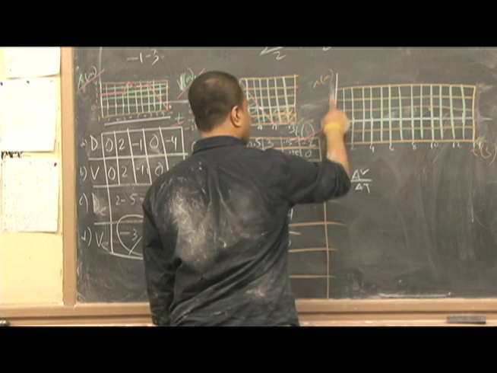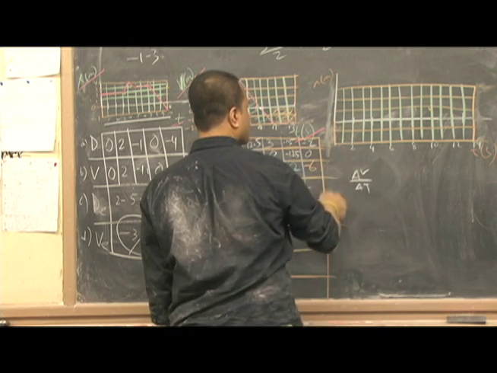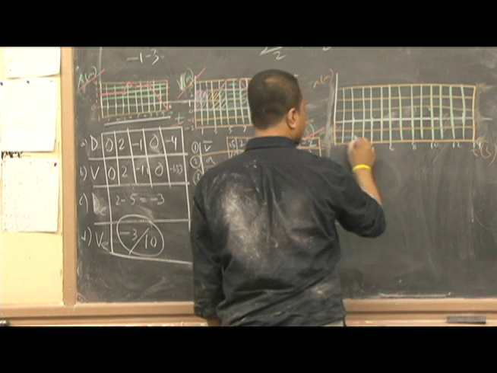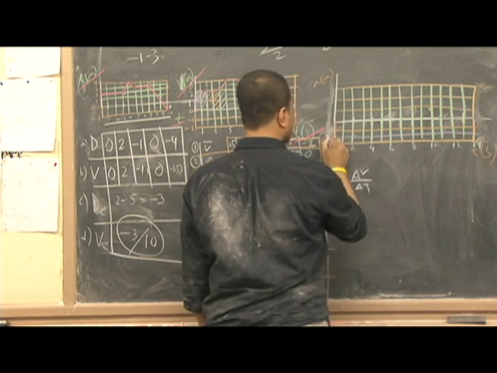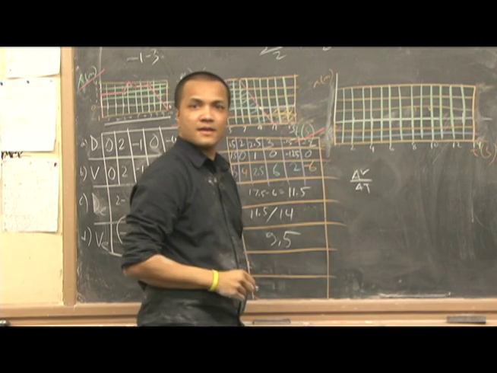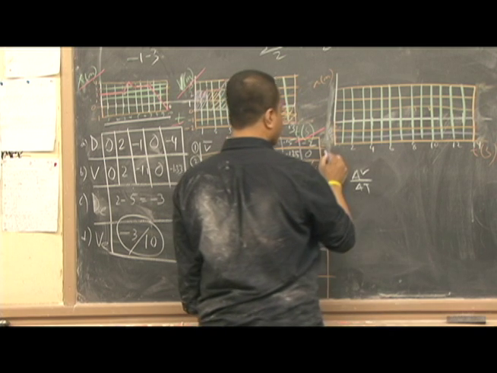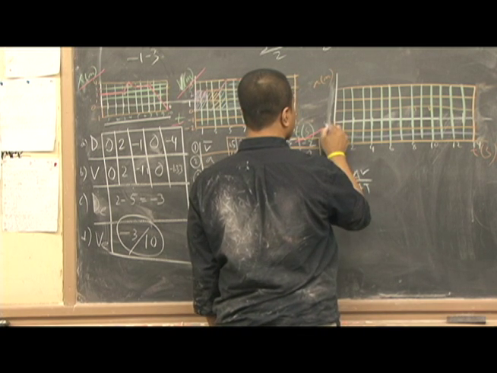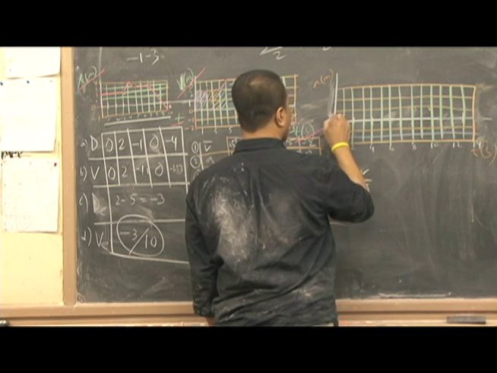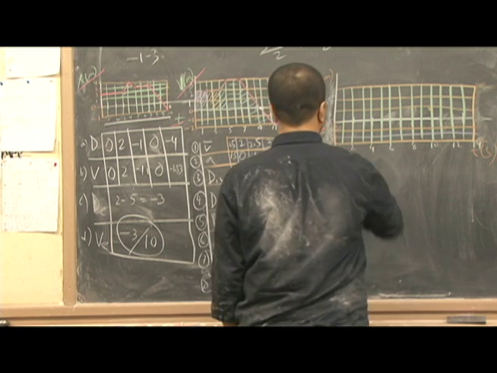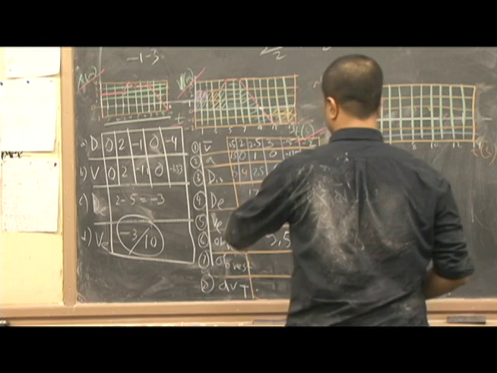This looks wrong. So this is 0. Let's say this is minus 0.5. This is minus 1. This is 0.5. This is 1. This is 1.5. Okay, and this is 2. All right. So let's see.